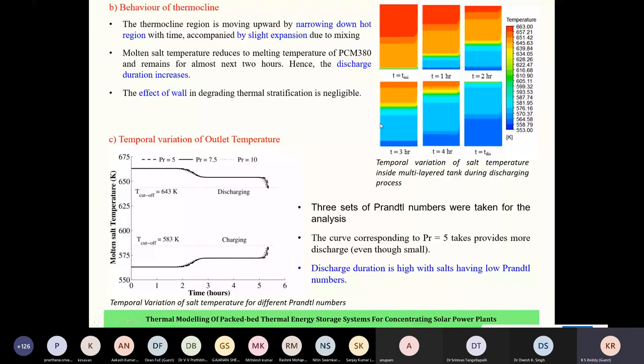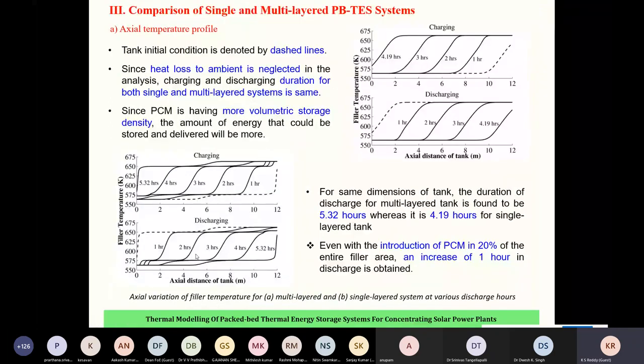And there will be temporal variations of outlet temperature, with molten salt temperature versus time, and you can see the behavior of that for both charging and discharging activities. That's the difference here. For various Prandtl numbers, it has been carried out, and discharge duration is higher with the salts having low Prandtl number and so on.